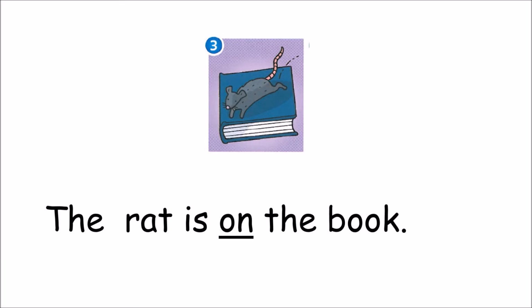And then we look at the rat. I think you already recognize the rat here, right? The rat is on the book. The rat is on the book. Remember, on means you are above or upper of the things.